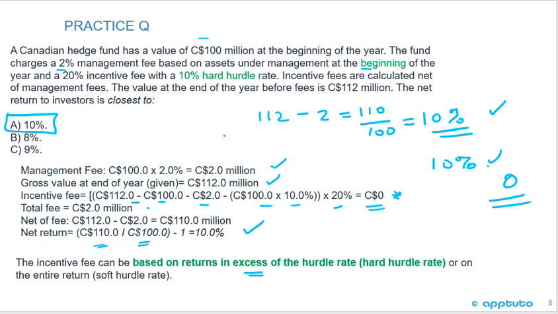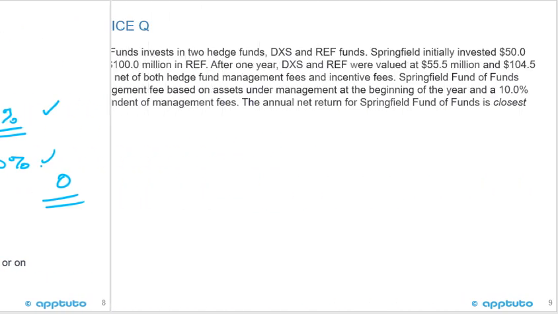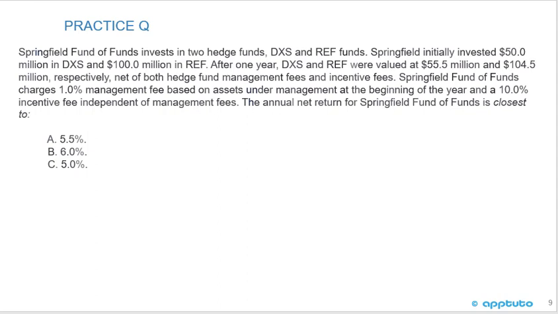Now, how could they make this question a little bit more difficult? We'd have higher assets at the end of the year, and we'd have to calculate that incentive fee. And if it's the hard hurdle rate, it would be based on the returns in excess of the hurdle rate. So not too difficult. For these questions on the fees, net of fees, etc., do as many practice questions as possible. So we'll do another practice question here.